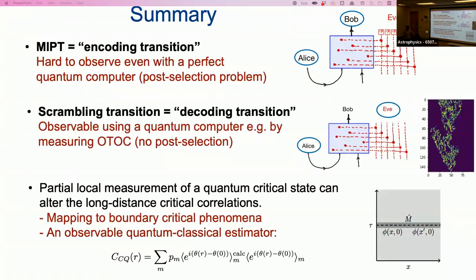Okay, so that's it. I gave you some background on the measurement induced transition. I showed you a scrambling transition that is equivalent to a decoding transition without measurement, and also a taste of measurement induced transition in quantum ground states that turns out to be observable by using a hybrid of quantum observation of quantum states and classical computation.